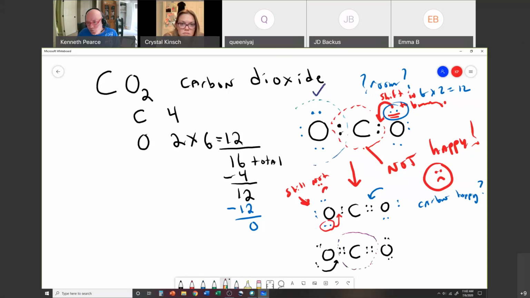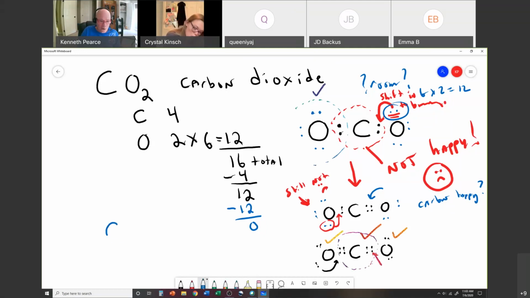Now, just because these 2 right here look like they're on the oxygen, they're not. It's a graphical representation. If they're in between, they are shared equally. I just got to put them somewhere, so I put them side by side. It's just a graphical representation. I'm not trying to say literally one pair is on the carbon, one pair is on the oxygen. They're both shared equally. So now the carbon is happy. The oxygens are happy.